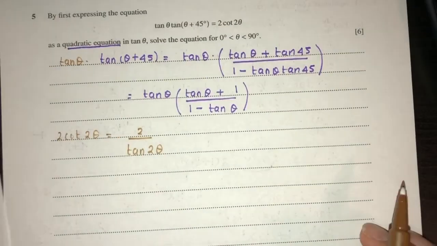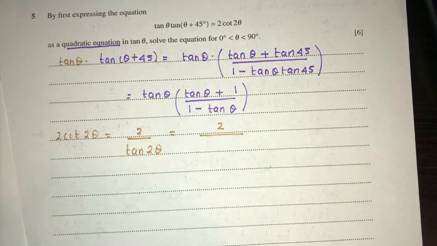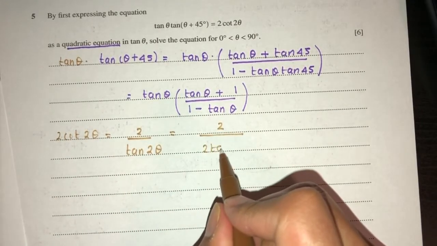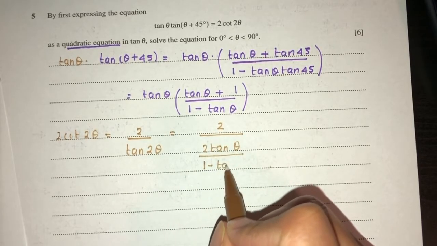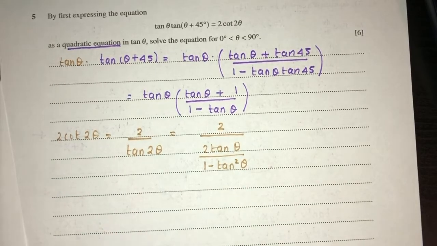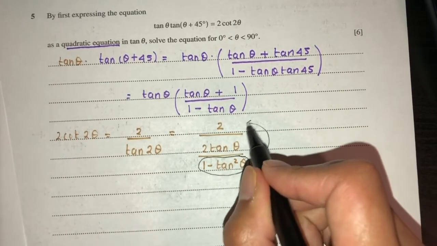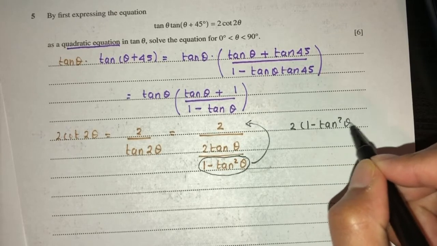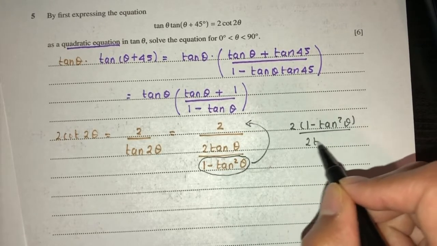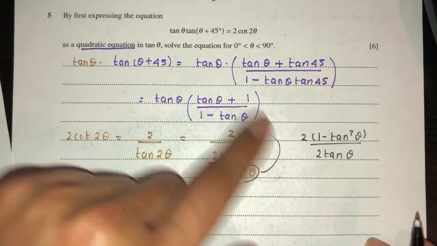So let's write this down. 2 is going to be the same, and tan 2 theta will be 2 tan theta over 1 minus tan square theta. Now as you know, when you have something in the bottom, you can just send this up. You will have 2 times 1 minus tan square theta over 2 tan theta. That is the simplification of this one to this. Now finally, let's bring both of these back to this equation.